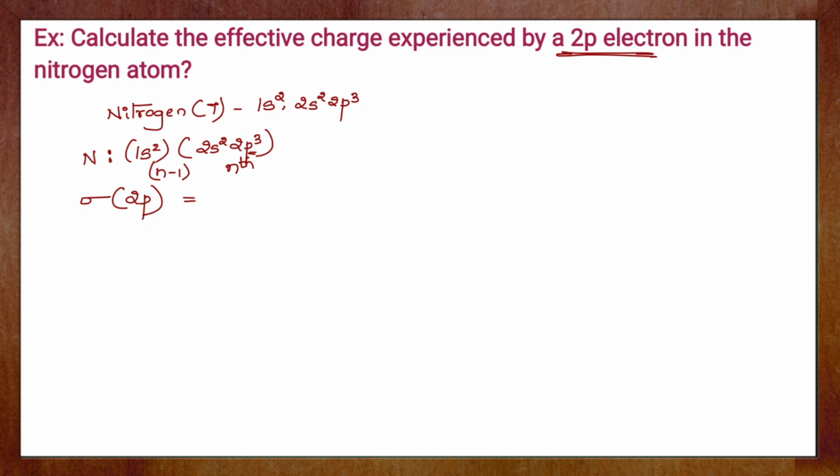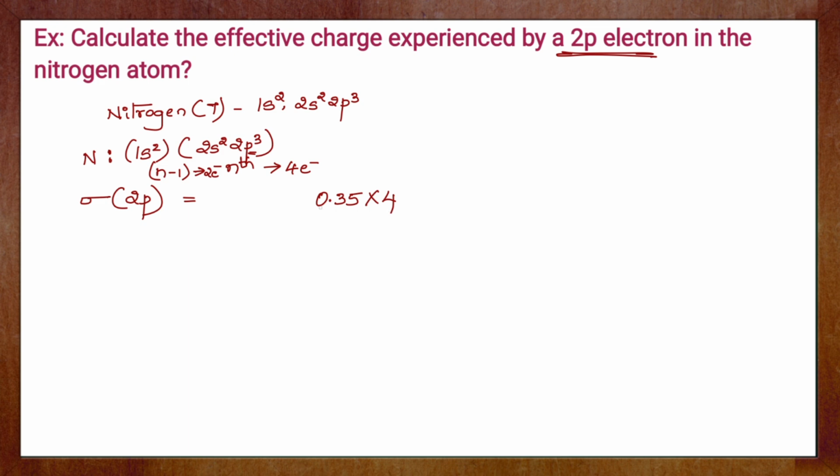Now other than the 1 electron which we are considering, we have 4 electrons in the nth orbit, and in n minus 1 we have 2 electrons. So now we have to consider the first case of step 3, since we are discussing the 2p, the p electrons. S or p, the rules are the same, and other electrons present in the same orbit contribute 0.35.